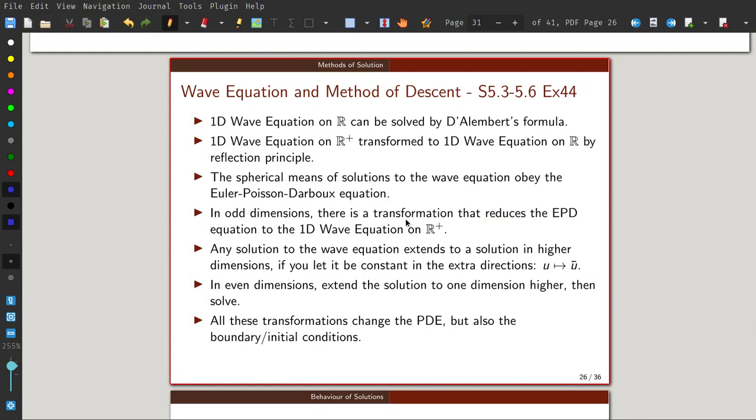For the even dimensions, there is no such transformation that reduces the EPD to the wave equation. However, what you can do is the following observation, which we saw for plane waves: if you have a solution to the wave equation in a lower dimension, you can take the same formula and consider it as a function in higher dimensions, constant in the new variables, and then this is a solution to the wave equation in higher variables. This is called extending the solution to higher variables, and this is the idea of the method of descent. So in even dimensions, extend the solution to one dimension higher.